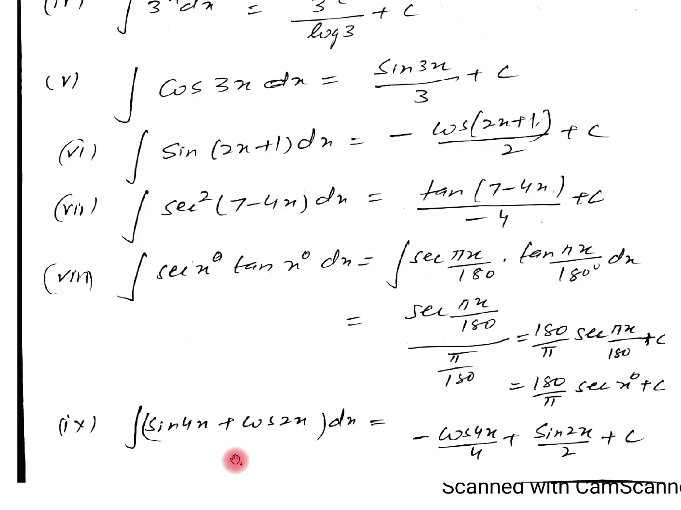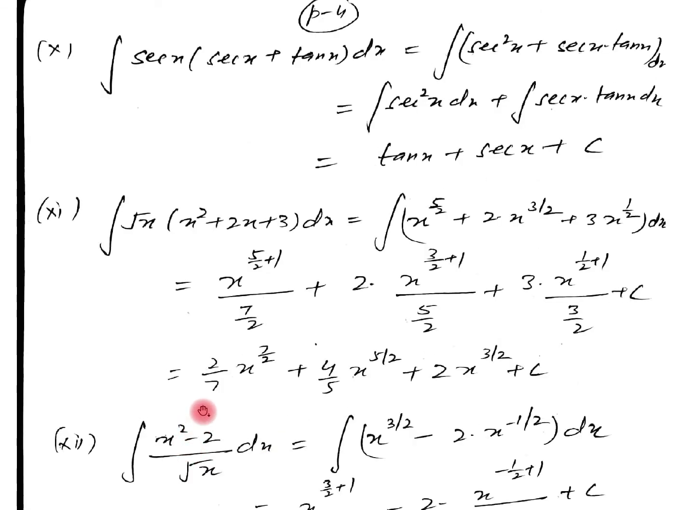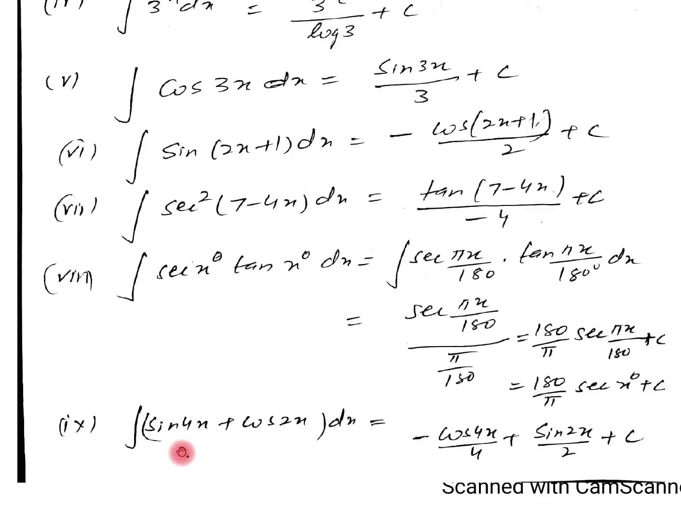Now here again we have to do the integral of (sin 4x plus cos 2x) dx. Now it is a sum of two functions. We can easily separate the function, which means the integral of the first function plus the integral of the second function. The integral of sin 4x is minus cos 4x upon the coefficient of x, plus the integral of cos 2x, which is sin 2x upon 2, plus c.